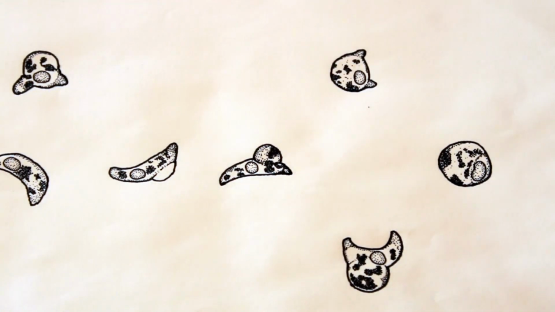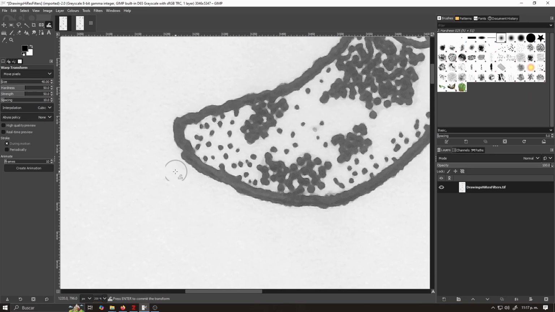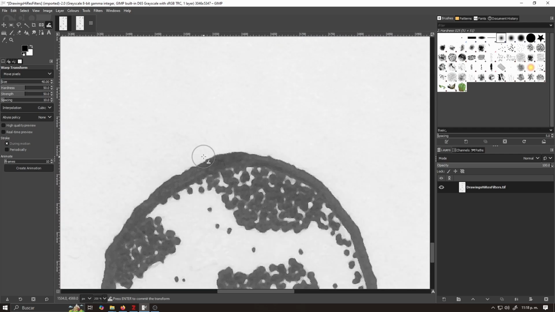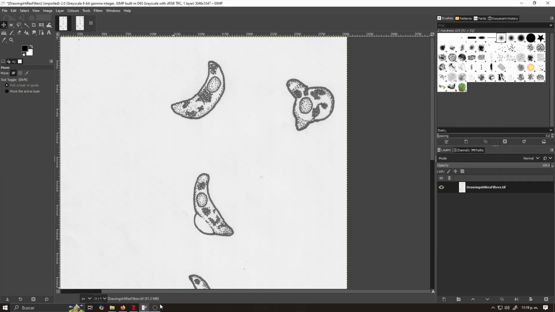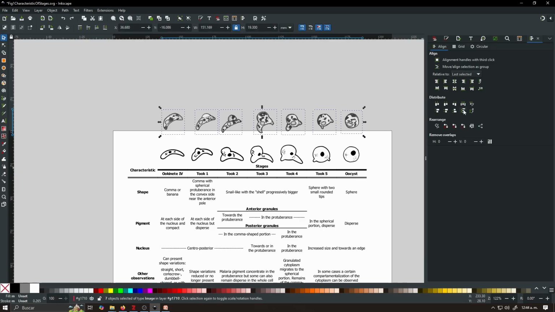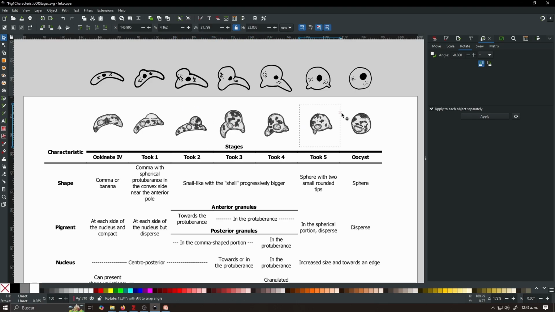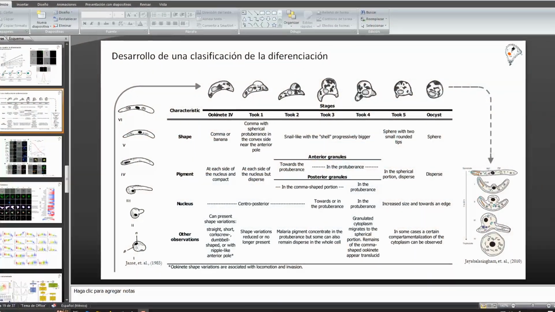So then, because I am really not good at drawing, what I did was to scan them and then fix them a little bit in the computer. This is not cheating. Remember, we're not making art. So yeah, after fixing them a bit, this is the final product.